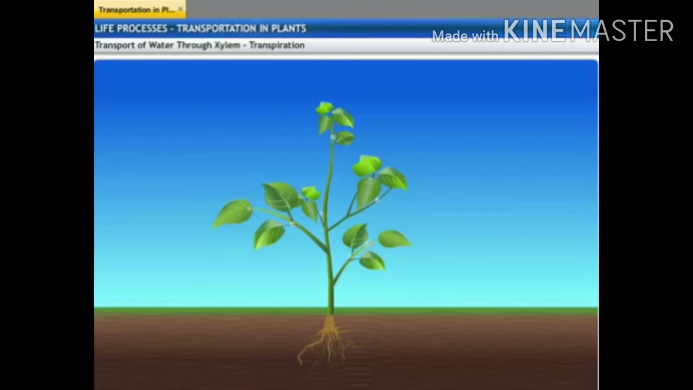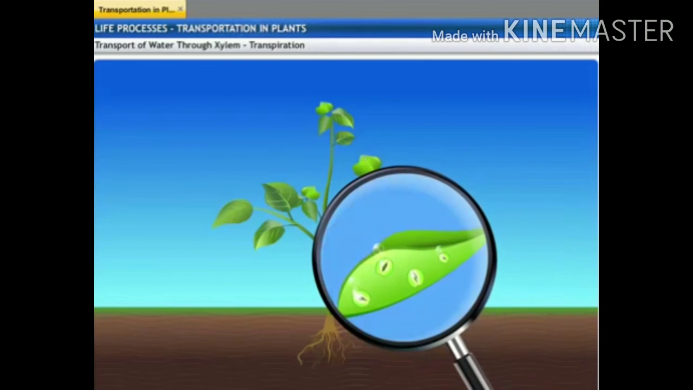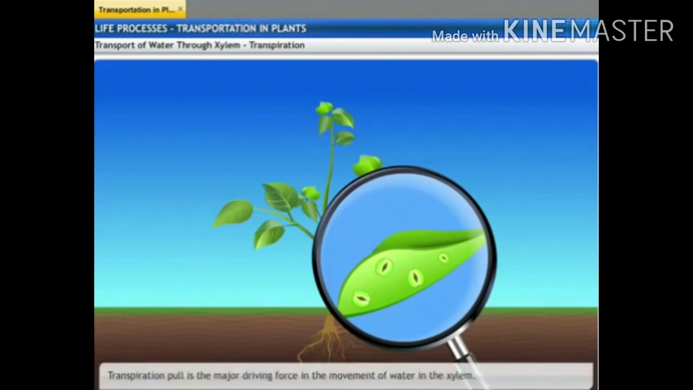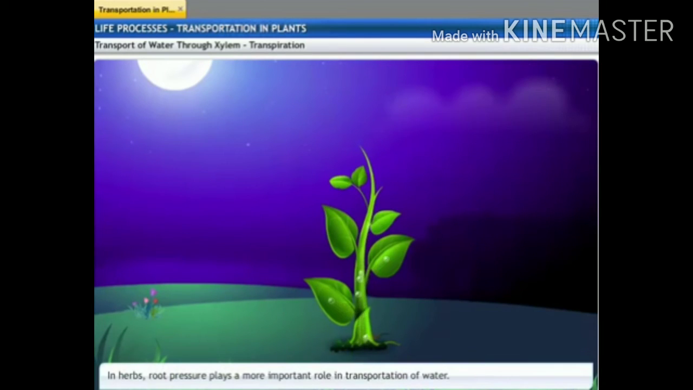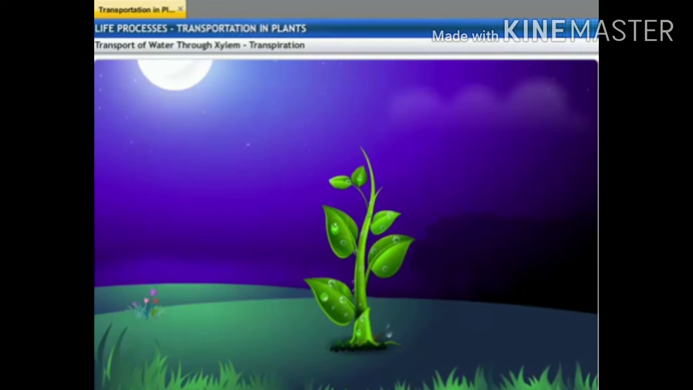Transpiration helps to cool the plants and to get rid of excess water. During the day, when the stomata are open, transpiration pull becomes the driving force in the movement of water in the xylem. Transportation of water in small herbaceous plants is influenced by root pressure. It usually occurs during the night when soil moisture is very high. Water is lost in the form of water droplets, which we often see as dew on leaves.